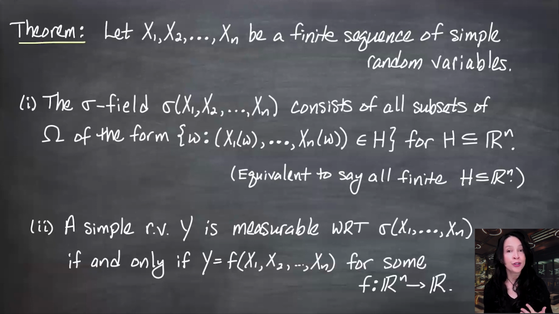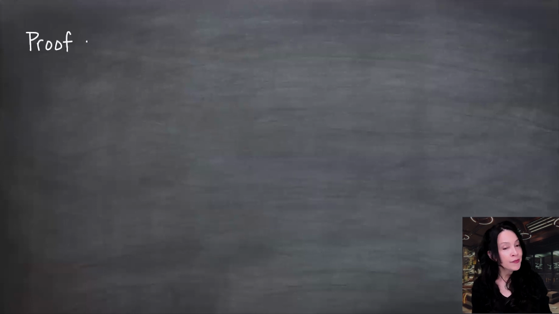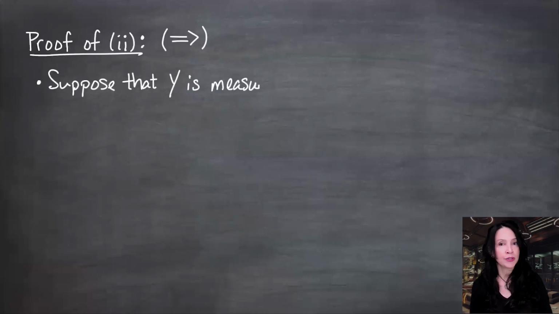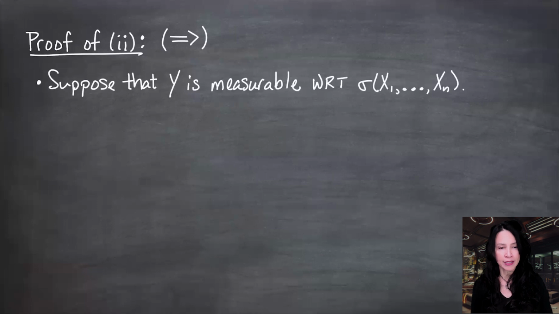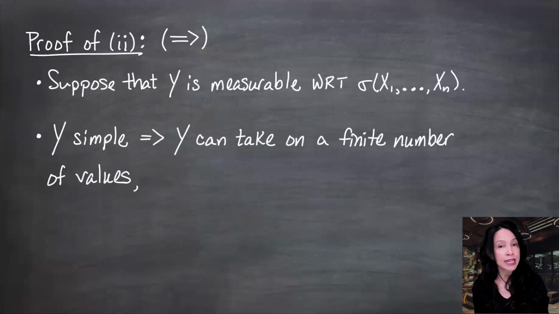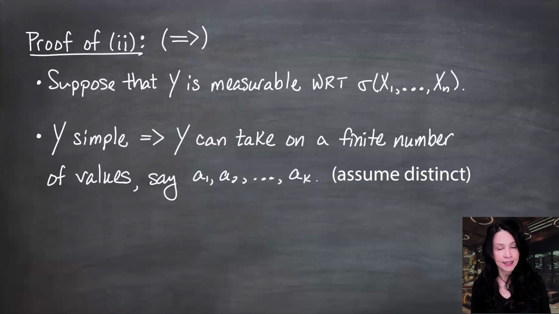Let's prove the forward direction first. I'm going to assume that y is measurable with respect to the sigma field generated by x1 through xn. Because y is simple, it can take on a finite number of values. So let's say k values, and let's call them little a1 through little ak. Let's assume that these values are distinct. We spoke earlier, or maybe in the last video, about how we can always write a simple random variable with distinct ai, and if they're not distinct, you can rewrite it so that they are.